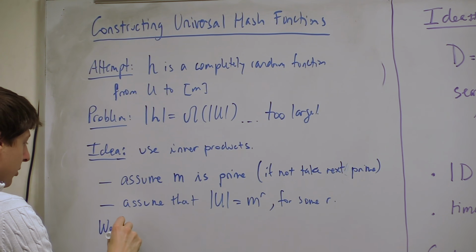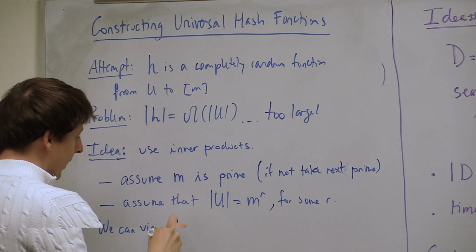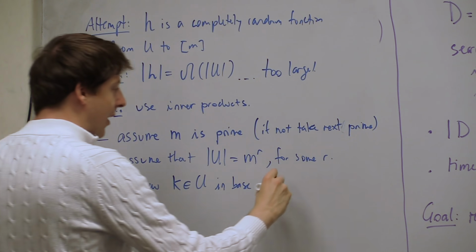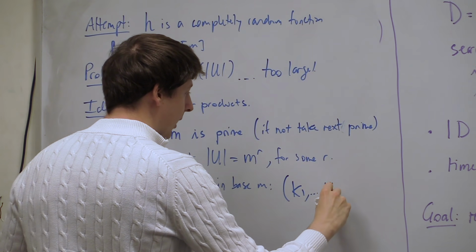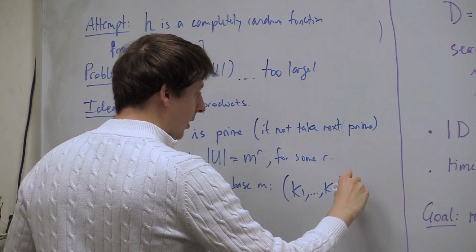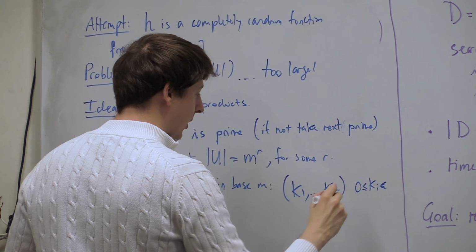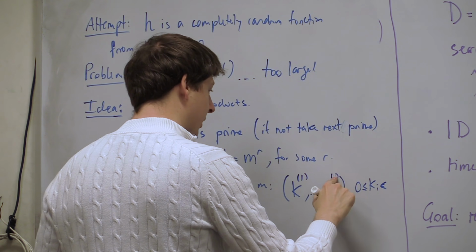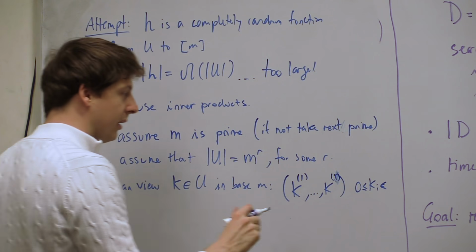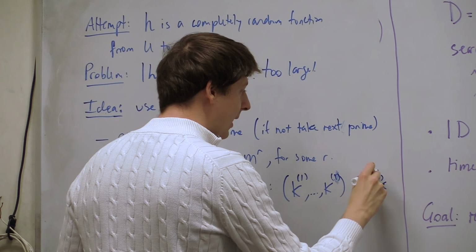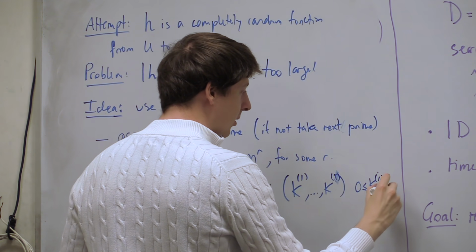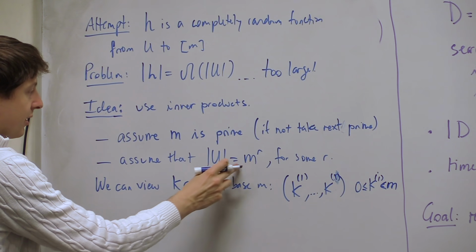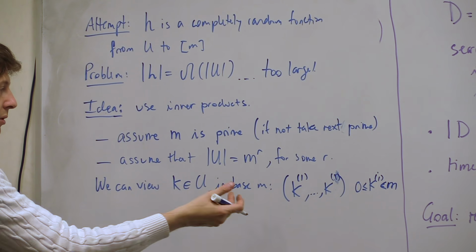And now we can view a key in the universe in base m. Okay, so it's just a vector k1 through kr, where k1 through kr is overloaded. These are components of one key, and each component ki is between 0 and strictly less than m. Okay, we're just viewing the key, which comes from a universe m to the r, in base m, right? So that gives you r components.